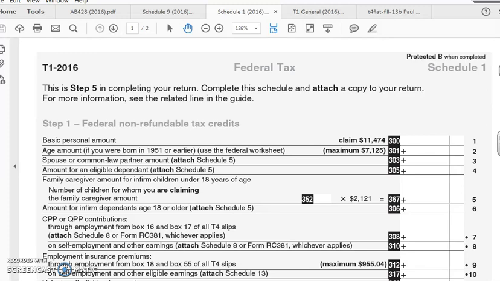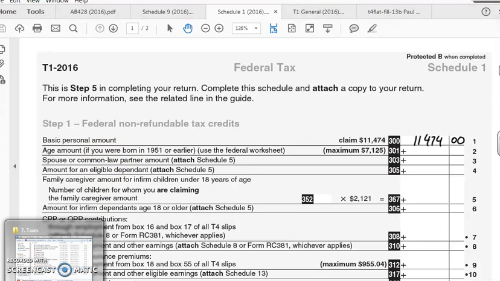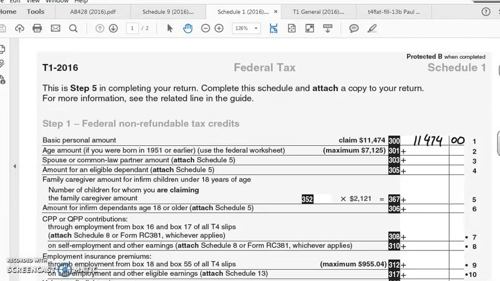And the first step, we're told, is the non-refundable tax credits. And the first one is the basic personal amount, and we're going to claim $11,474. Now, if you make less than this basic personal amount, there are very few circumstances, if any, that you will wind up needing to actually pay taxes. And so this is why we probably would have taken Paul's RSP money and actually used it for a subsequent year.